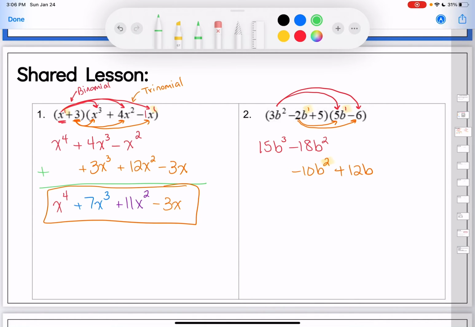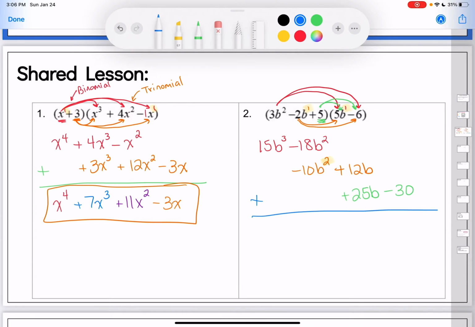But I'm not done. I had 3 terms to distribute on this one. I still have to do this 5, right? So 5 times 5b gives me 25b. 5 times negative 6 gives me negative 30. All right, and then I'm going to take and add up all of those parts.